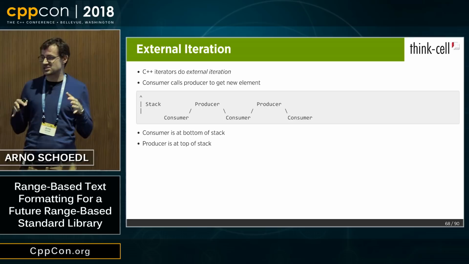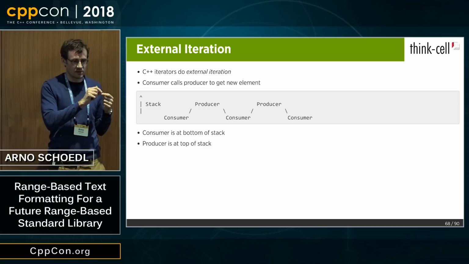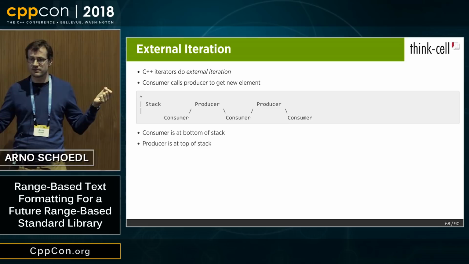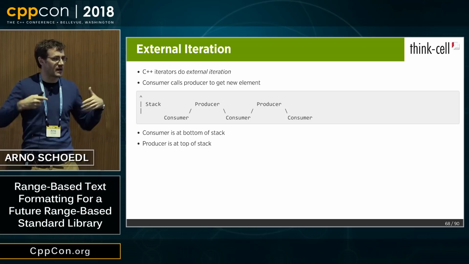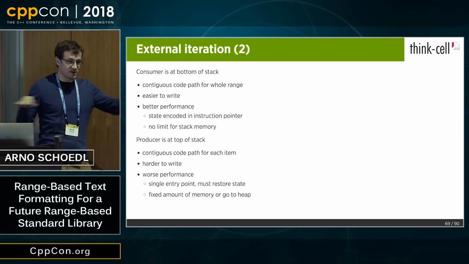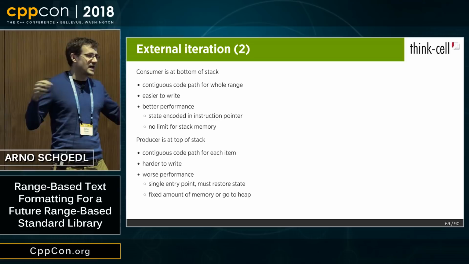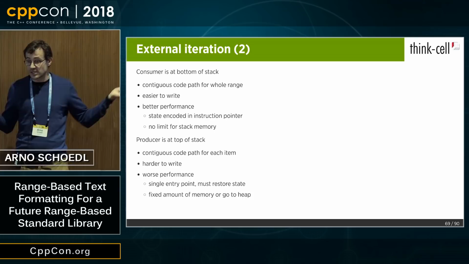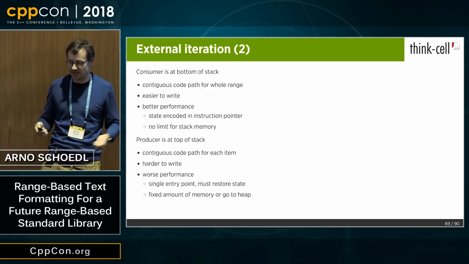What does that mean? It basically means the consumer of the data runs in a single contiguous code path at the bottom of your stack. And every time it needs some new character, it just calls into the iterator and gets a character. Now, this is great for the consumer. When you are at the bottom of the stack, you have a contiguous code path. You never need to restore any state. You can store anything to your liking on the local stack. The stack's not going to go away. So you get good performance. And in the end, they're also easier to write, because this is the way we think. We think in a linear fashion. So they're easy to write.